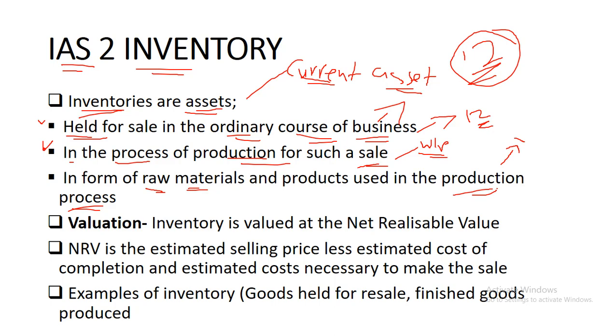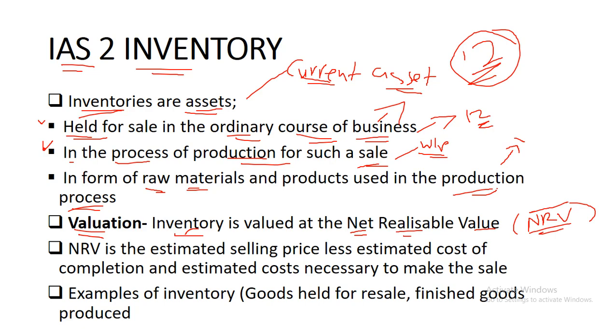Now, the other thing that you need to understand is, how do we value inventory, right? Inventory is valued at net realizable value, or in short, the NRV. This is how we measure inventory, rather how we value inventory. So inventory is valued at net realizable value.